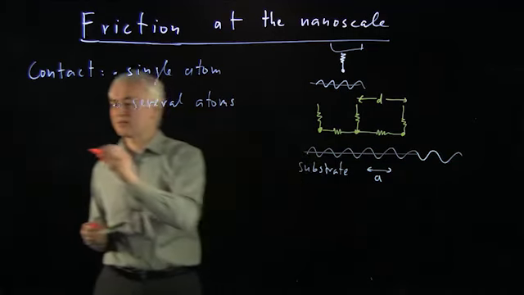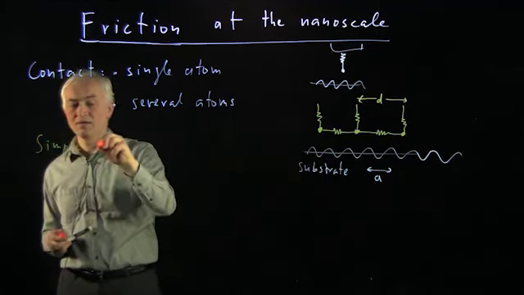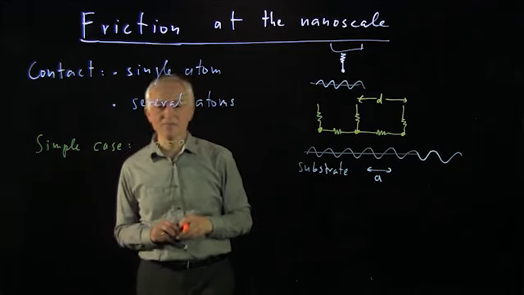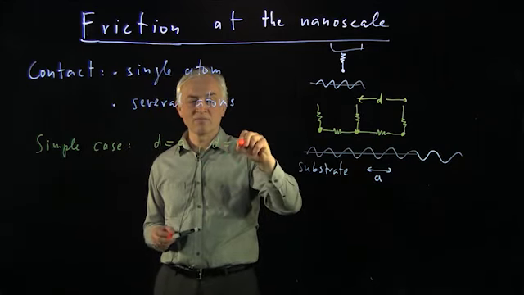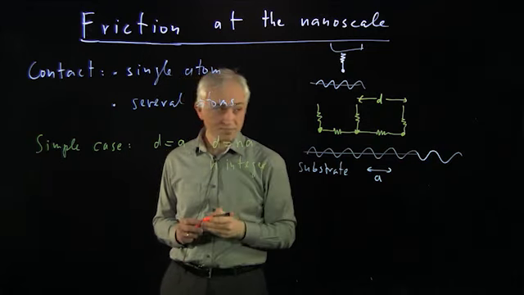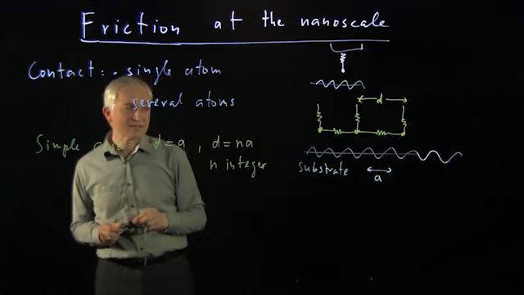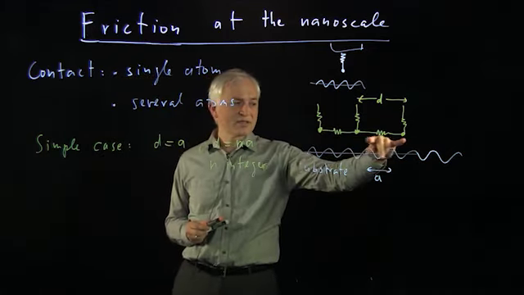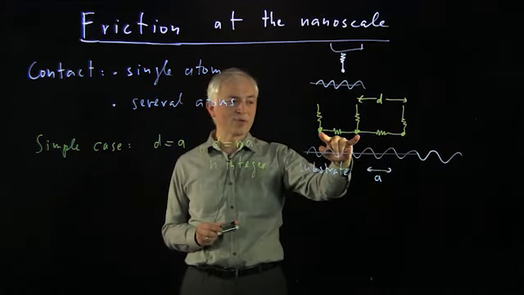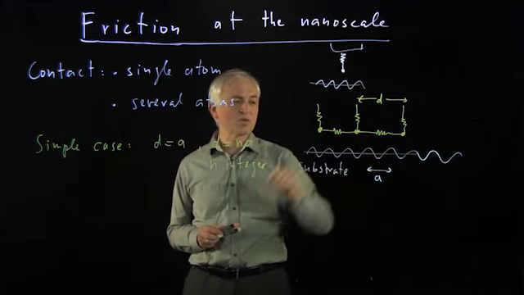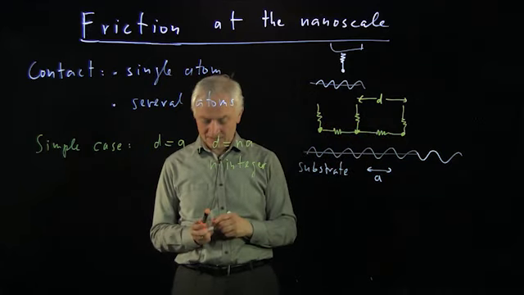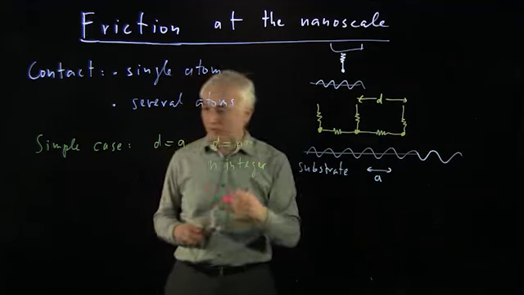So one very simple case is when D is equal to A, when the two periods are the same, or in general, when D is an integer multiple of A, D equals nA, where n is an integer. So let's see what happens in this case. Very naively, all the atoms are doing the same thing relative to the surface, so you might expect them to move in exactly the same way. They will all move together, and these springs between them will not stretch. In this case, I can forget about the springs between the atoms in this simple case that we will call commensurate.